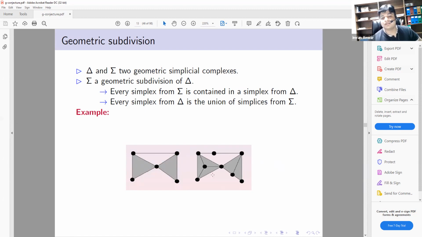So the condition is that every simplex of this new sigma is contained in the convex hull of a simplex of the previous one. So it is a kind of subdivision. You divide the original simplicial complex into further pieces. So this is called the geometric subdivision.